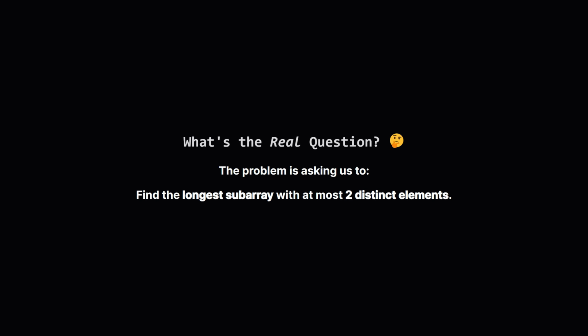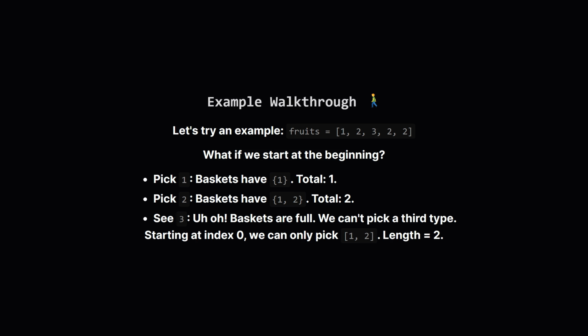This is the aha moment. When you strip away the story about fruits and baskets, you're left with a very common problem. We're looking for the longest continuous part of an array, or a subarray, that contains no more than 2 unique numbers. Recognizing this pattern is the key to solving it efficiently. Let's walk through an example to see how this works.